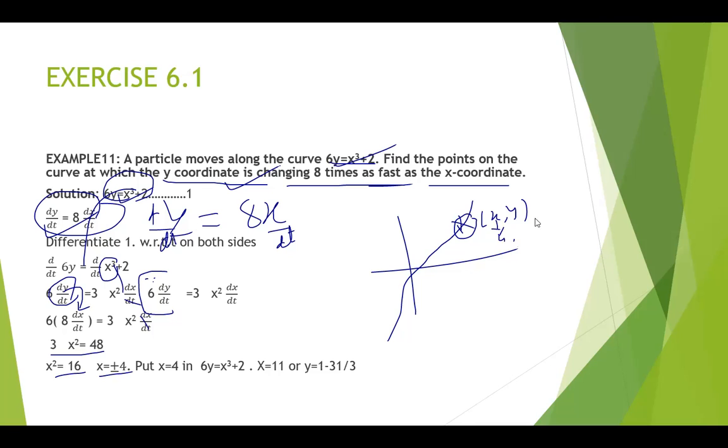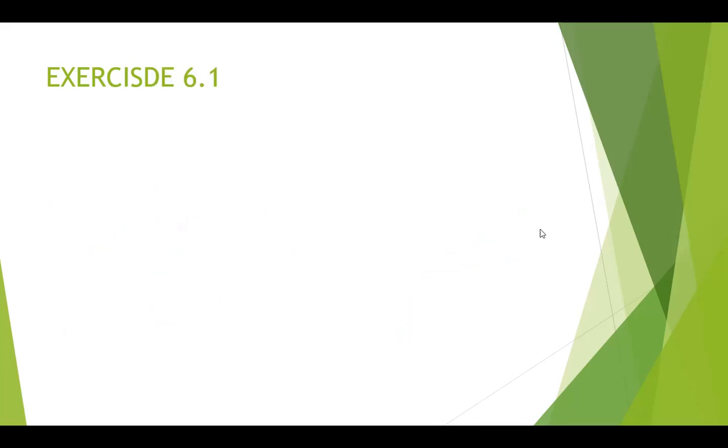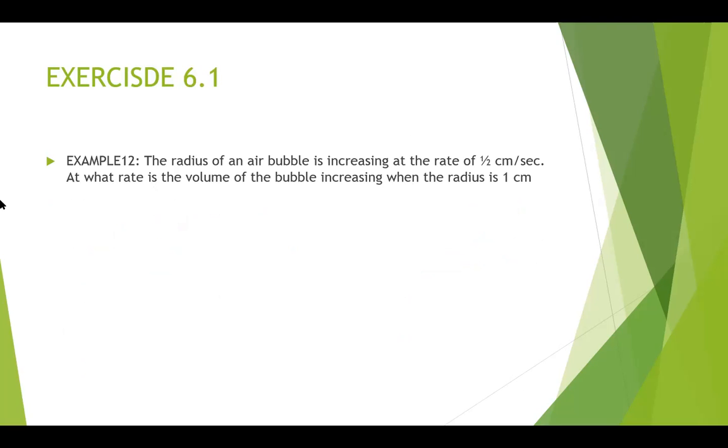Then I can find out its corresponding y coordinate by substituting that value of x in the equation of curve. Equation of curve is 6y is equal to x cube plus 2. I will put x is 4, means I will get the y coordinate as 1 minus 31 by 3. Let me simplify. Thus, that point is the coordinates of that point, of that particle.